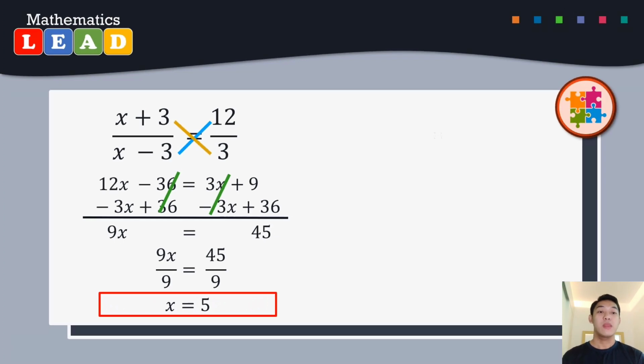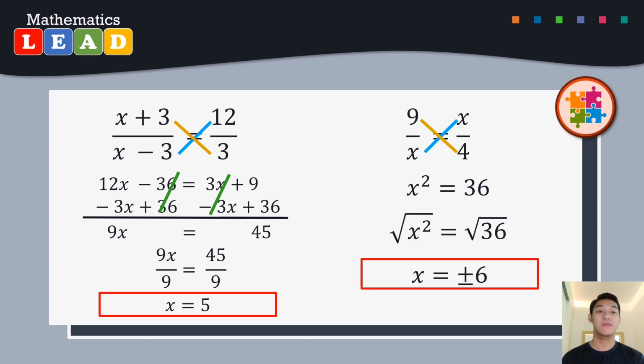Try this one. 9 divided by x is equal to x over 4. So once again, we have two fractions separated by an equal sign. Let's cross multiply them. x times x is x squared. And 9 times 4 is 36. So all we need to do is take the square root of both sides. The square root of 36 is plus or minus 6. So there are two answers, positive 6 and negative 6.